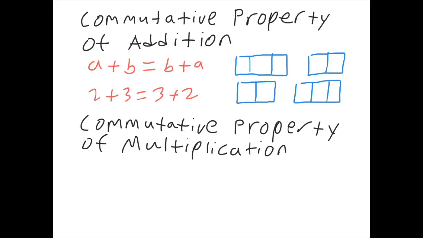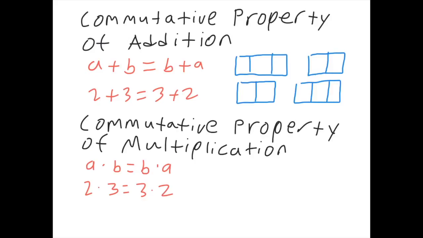It works the same way in multiplication as well. If you have, say, some number a times some number b, that's the same thing as saying b times a. Commutative property also works in multiplication. Order doesn't matter. So 2 times 3 is the same thing as saying 3 times 2.